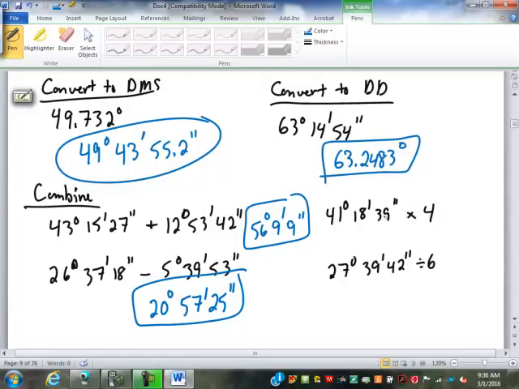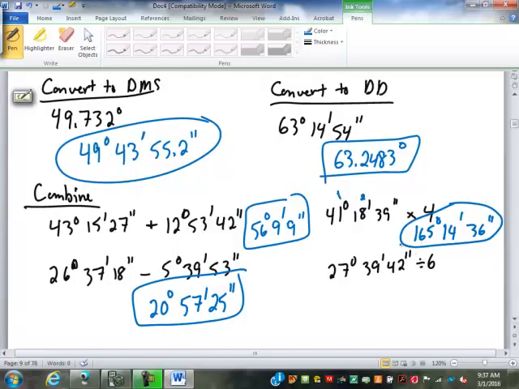Times 4 here. 39 times 4 is 156. So that's going to be 36 seconds. Carry the 2. 72 plus 2 is 74. So that'll be 14 minutes. Carry the 1. 164, 165 degrees. So 165 degrees, 14 minutes, 36 seconds. Yes, no. Anybody else get that?